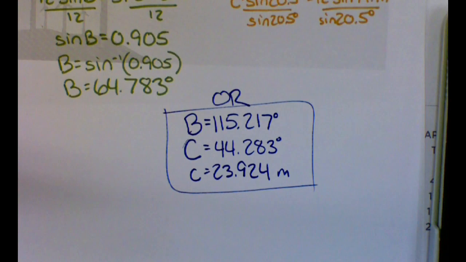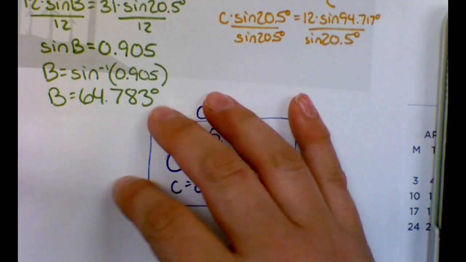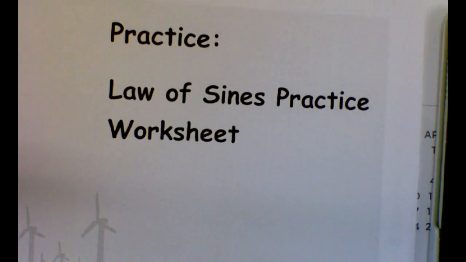So this is called the ambiguous case because we don't know which triangle it is. Angle side side is tricky like that. We'll get into that more though. For now, you do not need to worry about it. Your assignment will be the law of sines.